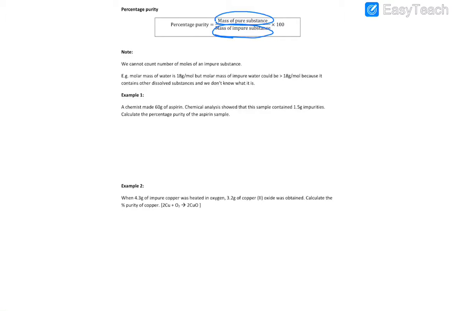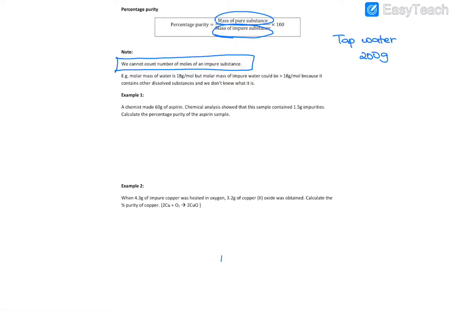One thing you have to be careful about when finding percentage purity is that if you have an impure substance, you cannot calculate the number of moles of an impure substance. Let's say I'm talking about tap water. Tap water is impure. So let's say I tell you you have 200 grams of tap water.